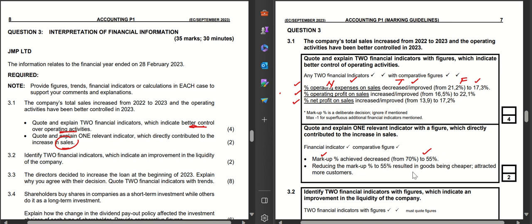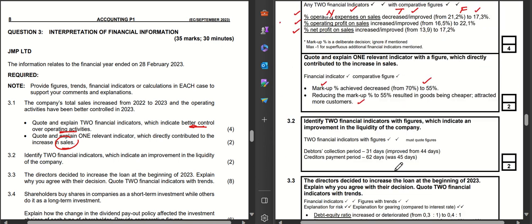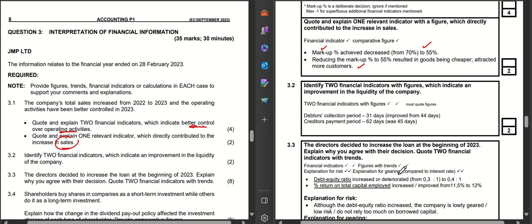Okay, so reducing the markup resulted in goods being cheaper, which therefore attracted more customers. This is what the examiner wanted us to talk about. Okay, let's quickly come and see question 3.2.